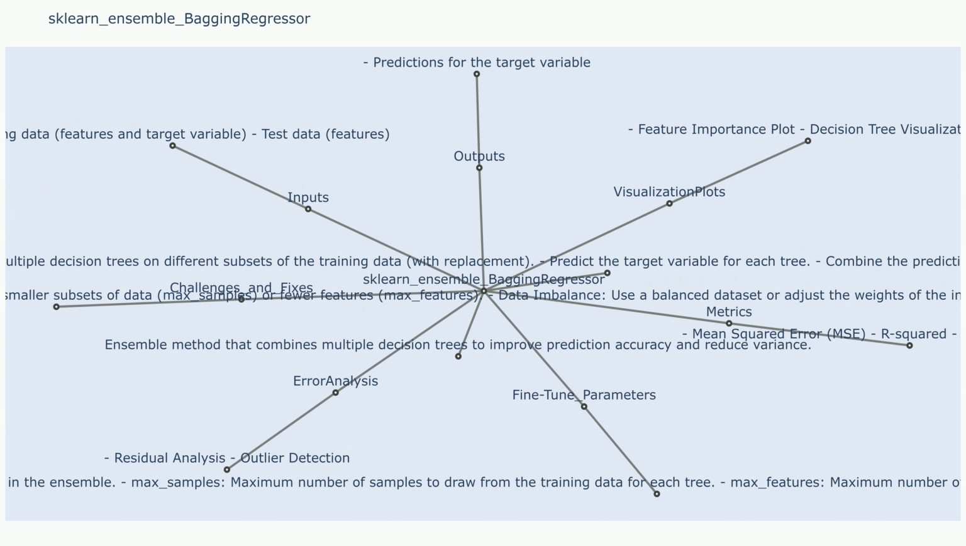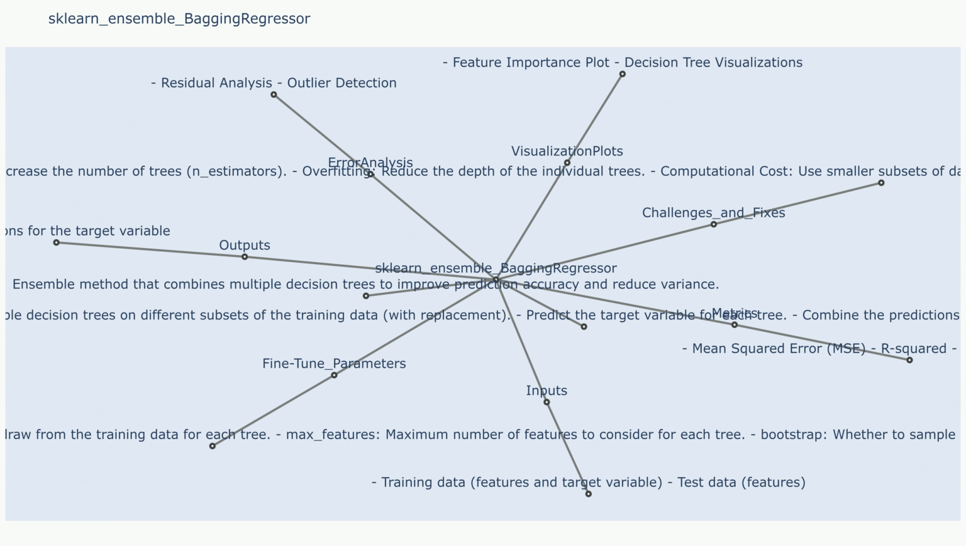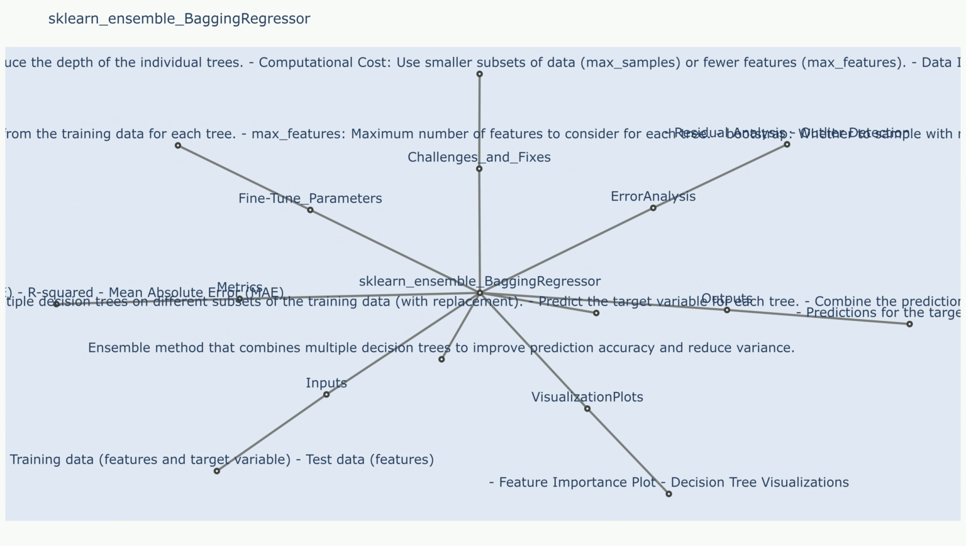Outputs: Predictions. The model outputs predictions for the target variable. These predictions are based on the average predictions of the individual decision trees. Steps: Bootstrap sampling for each decision tree. A random subset of the training data is selected with replacement. Model training. Each decision tree is trained on its respective subset of data. Prediction aggregation. The predictions from all the individual decision trees are averaged to get the final prediction.